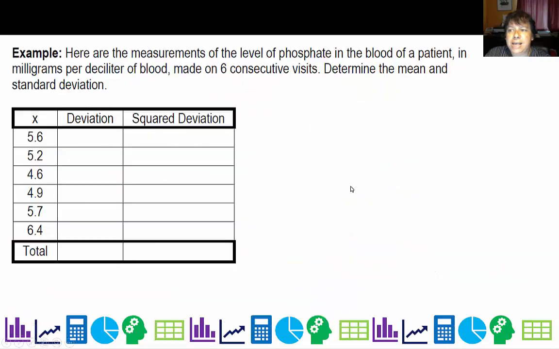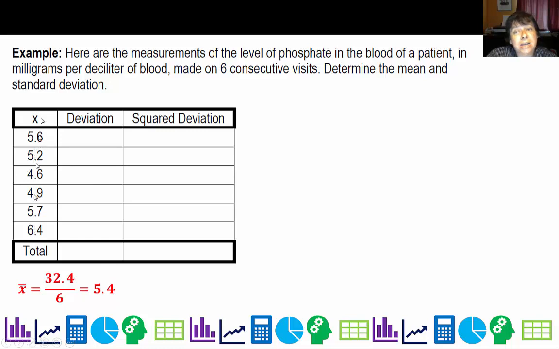All right, let's look at this example where we have the measurements of phosphate level in the blood of a patient over 6 consecutive visits. We're going to determine the mean and standard deviation. To find the mean, I have to add these all up, and I got 32.4. Divide by the number of data points, just like we normally would, and I get the mean is 5.4.